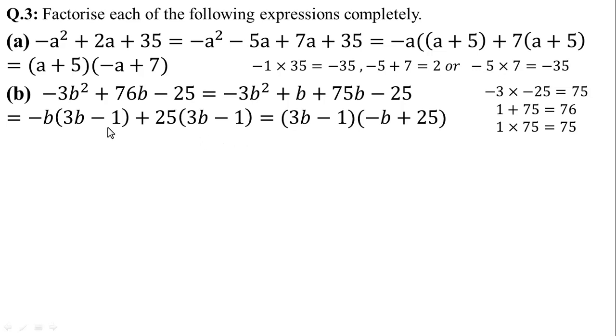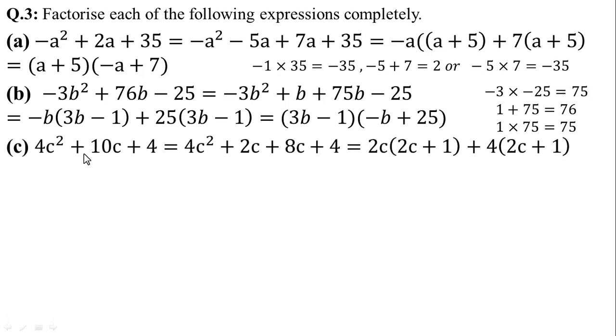So 3b minus 1 and 3b minus 1 is the same. Then 3b minus 1 is common. The remaining answer is minus b plus 25. So the final answer of B part is minus b plus 25 multiplied by 3b minus 1.